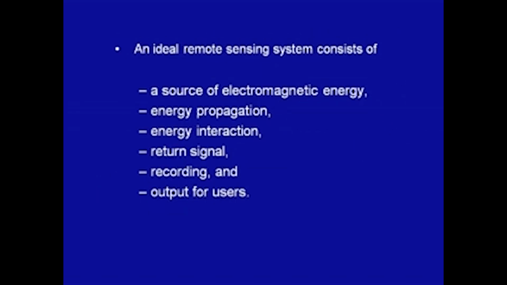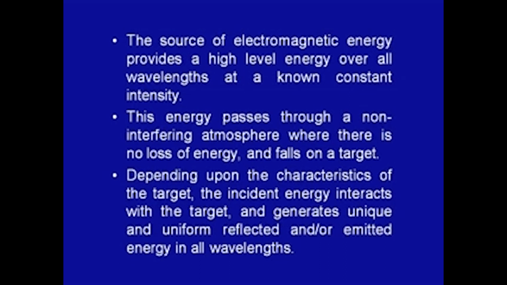An ideal remote sensing system would consist of a source of electromagnetic energy, energy propagation, energy interaction, a return signal, recording and output for users. The source of electromagnetic energy provides a high level energy over all wavelengths at a known constant intensity. This energy passes through a non-interfering atmosphere where there is no loss of energy and it falls on a target. Depending upon the characteristics of the target, the incident energy interacts with the target and generates unique and uniform reflected and or emitted energy in all the wavelengths.